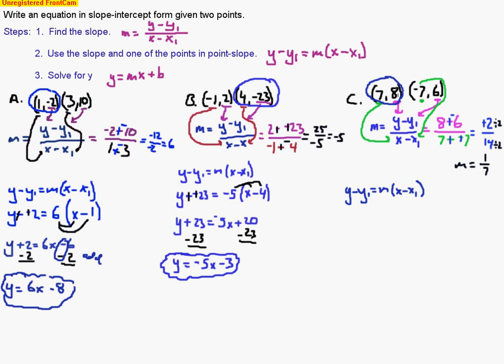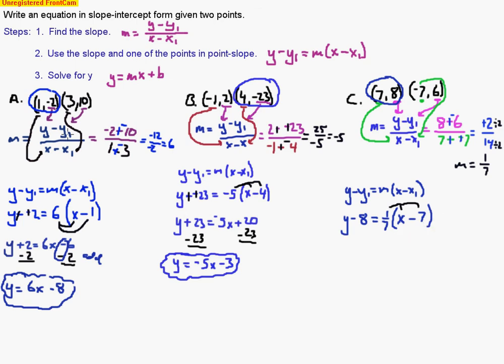Take the 7 and the 8. They go in for x1 and y1. So I'll rewrite what I've got. y minus 8. Remember, the second number is the first number you write in the equation. And then equals 1/7 times x minus, and it's always the first number, it goes last in the equation, minus 7. So we do the work, use that distributive property, 1/7 times x and 1/7 times 7.